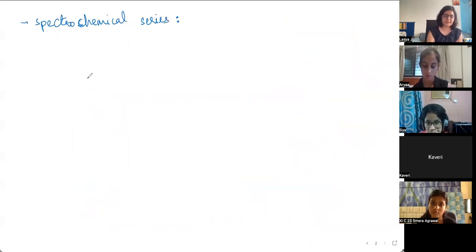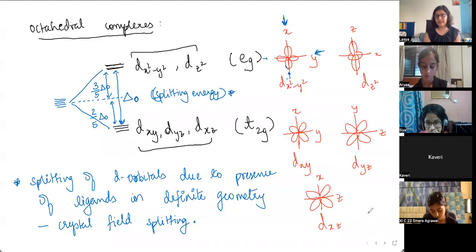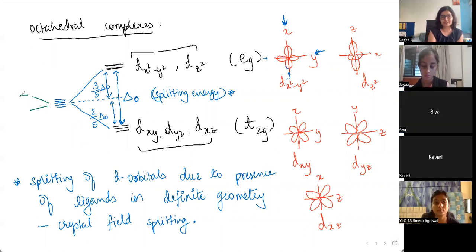So the spectrochemical series: the strength of the ligand will also decide the extent of the splitting. Sometimes it can also happen that there's not much of a difference, it might be pretty much the same thing. Sometimes the split is extremely large. That's what I mean by strength of the ligand, and that will decide how much the splitting between the d orbitals is.